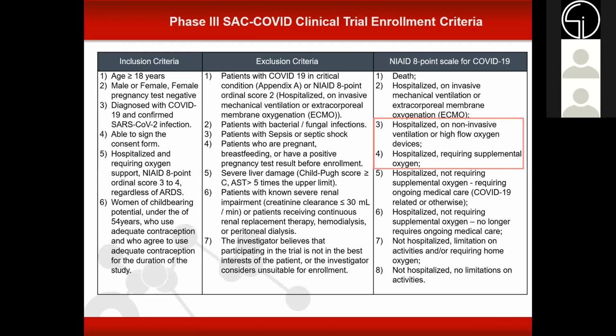So these are very busy slides. We include the inclusion criteria and exclusion criteria. The important part is that I really want to show this NIAID 8-point scale. So 1 is death, 2 is intubated, on an invasive mechanical ventilator. And our patient population is 3 and 4: patients hospitalized on a high flow oxygen device or non-invasive ventilation. And all the patients are required to need supplemental oxygen, so their oxygen saturation level has to be below 94%.